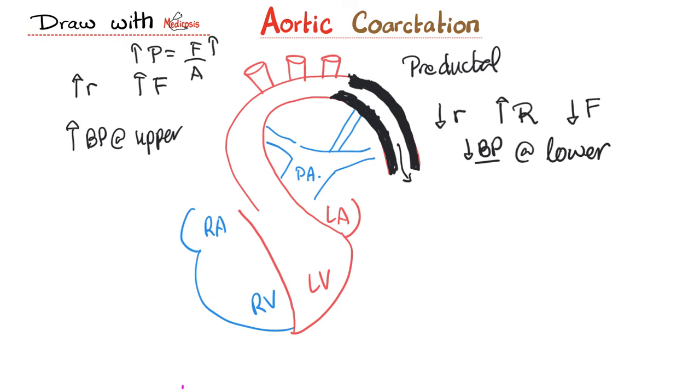Oh, what's that? I have hypertension upstairs, but hypotension downstairs, and this is called pressure difference. And this is a very important feature of aortic coarctation.